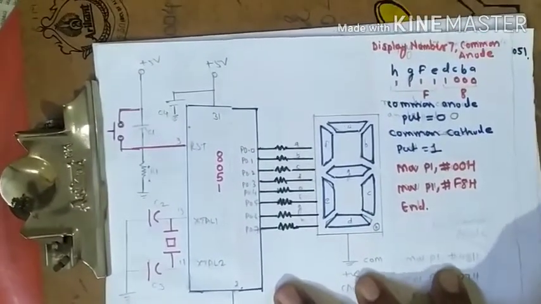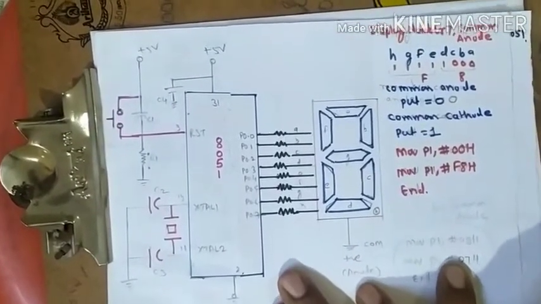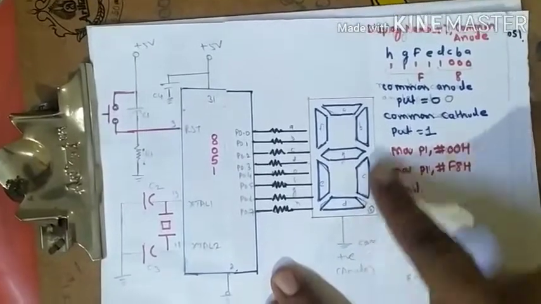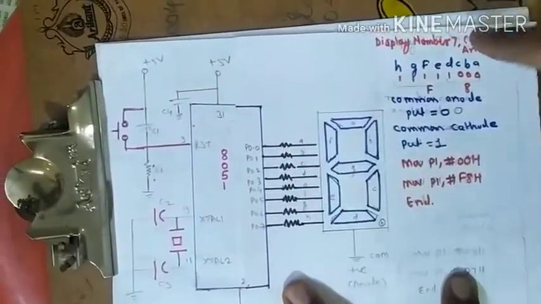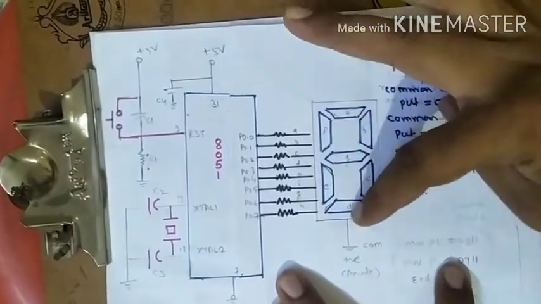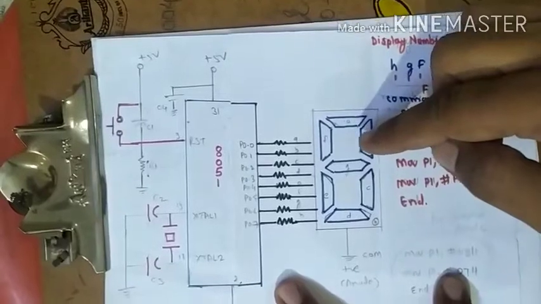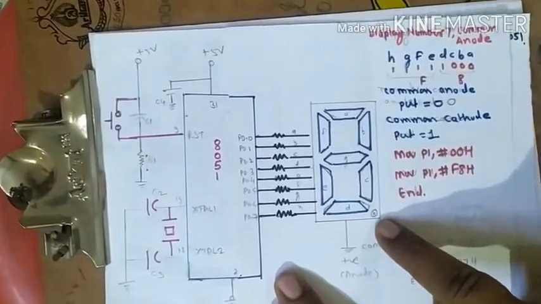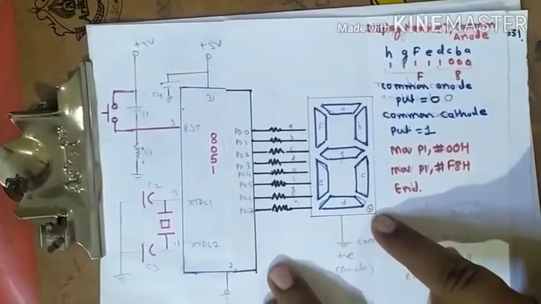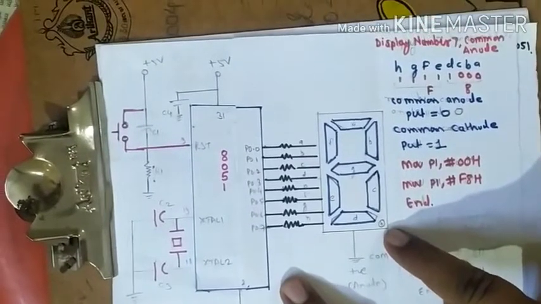So see here, we have connected the common to the positive supply. So it means that an LED will glow when there is a 0 coming from the 8051. So this is A, B, C, D, E, F, G. These 7 LEDs, and the last one, H, is a dot, which is for a fraction number. So no need to glow this LED.